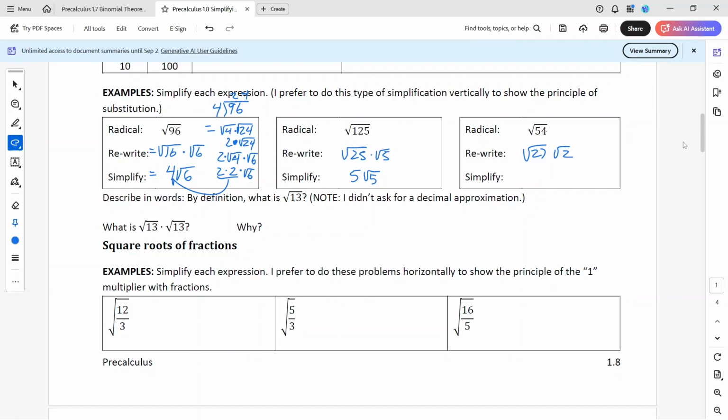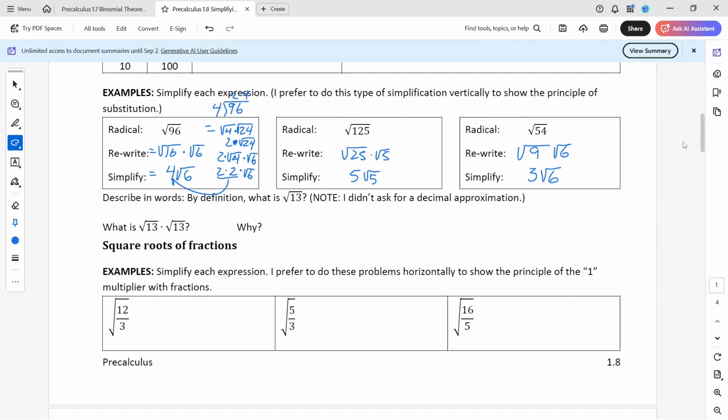That would be important on a cube root, but it's meaningless on a square root, so let's back up. 9 times 6 is 54, and so this becomes square root 9, square root 6. I can replace the square root 9 with its 3 equivalent, and then I'm done.